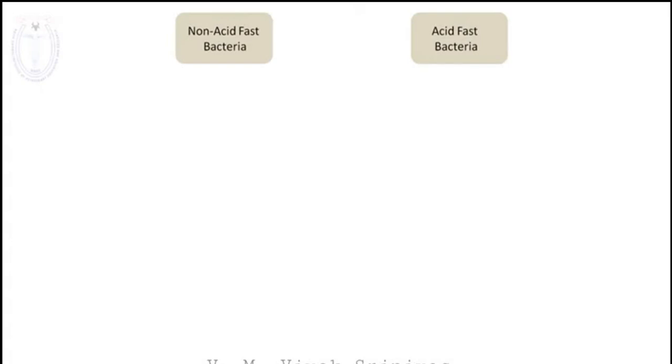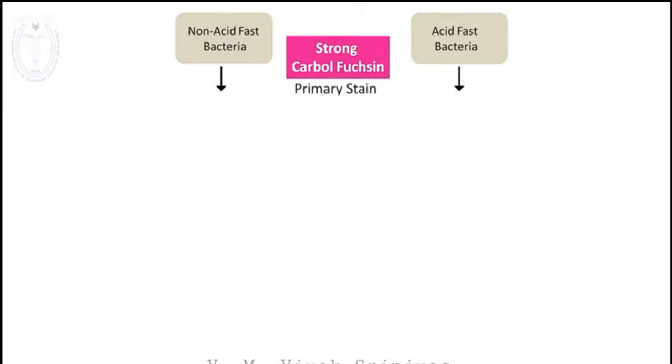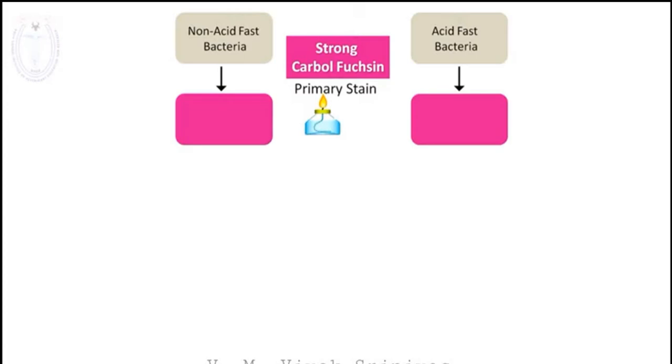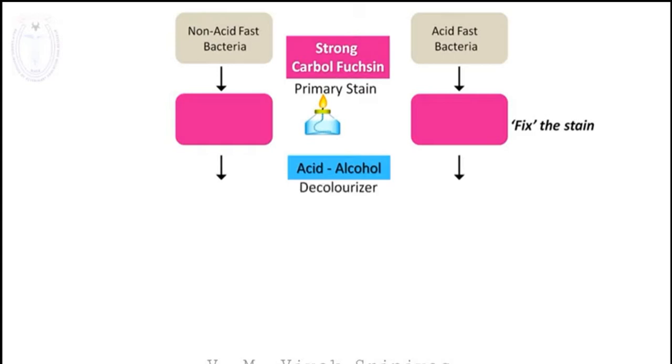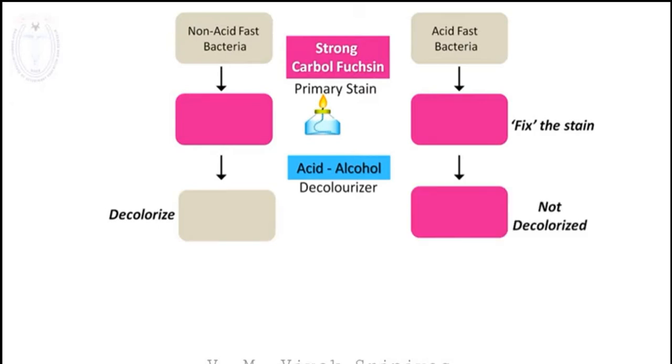So, on microscopic examination, the background appears blue, and the acid-fast bacteria stains pink. But on use of the counter stain, the malachite green staining solution that gives green color to the non-acid-fast bacteria and the background, in that case, on microscopy, the background appears green, and the acid-fast bacteria stains pink.